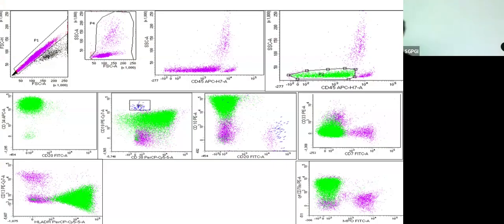Fine. So we did flow cytometry analysis. What I told, usually the B blast starts from here and goes till here.